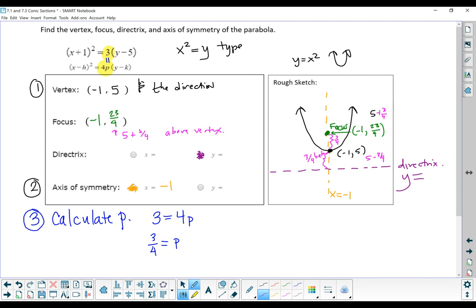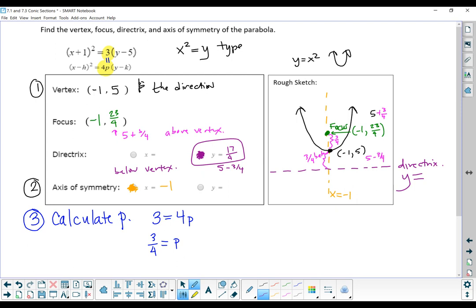And please note the axis of symmetry and the directrix are always perpendicular. If one is horizontal, the other is vertical, and vice versa. So if you have your axis of symmetry x equals a number, your directrix is y equals a number. So 5 minus 3/4 gives us 17/4, and so that's our directrix. And it is below the vertex. And so that's it. We've completed our list.